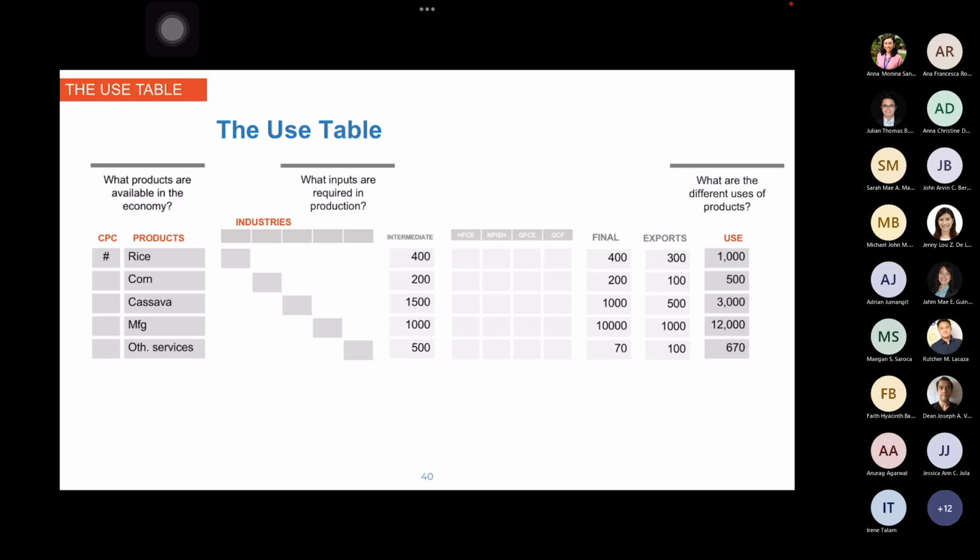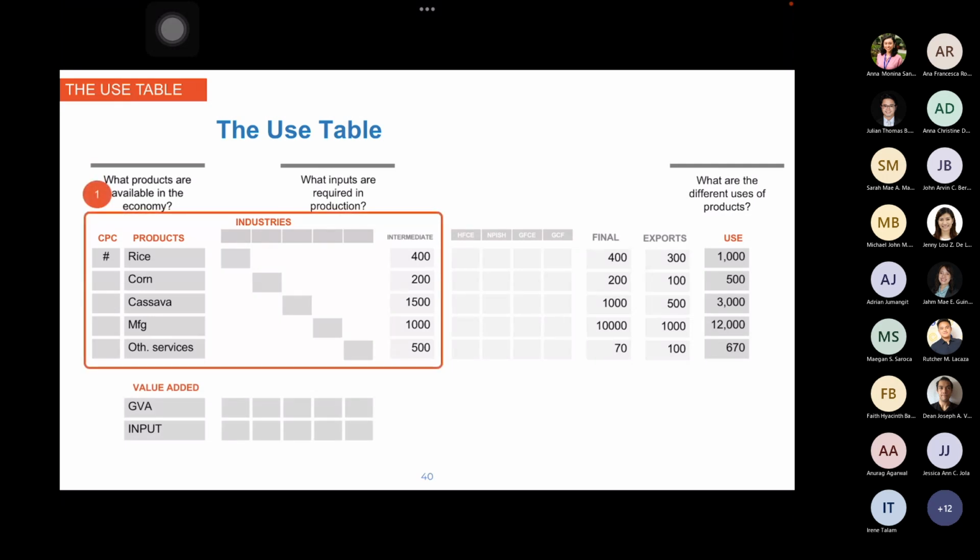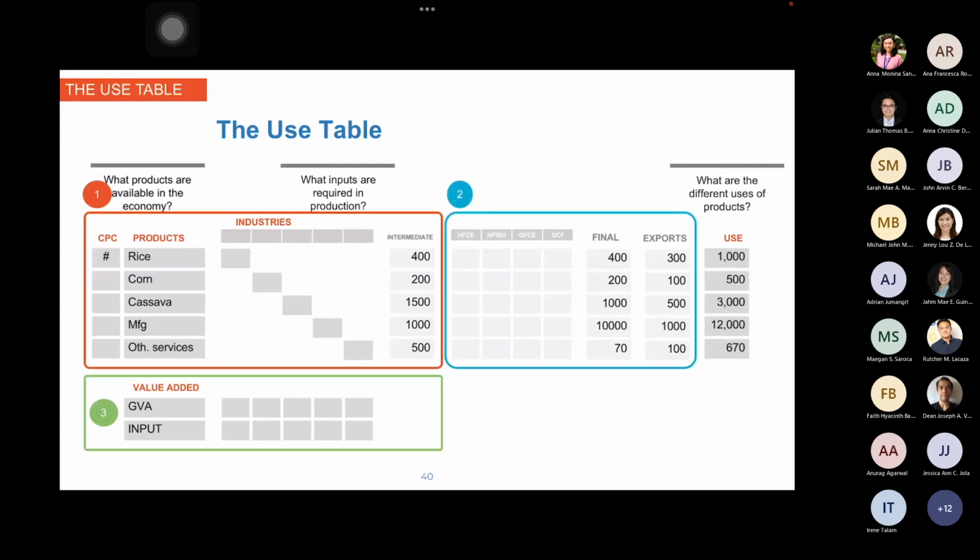So again, apart from raw materials, there are also other inputs called the primary inputs, so labor and capital, that go into the production of output. So summing the intermediate consumption and value added yields us the total output, and this should be the same total output derived from the supply table. So typically, this is the structure of the use table where we have the intermediate consumption matrix, the final use matrix, as well as the gross value added matrix.